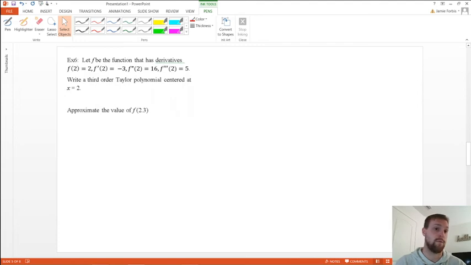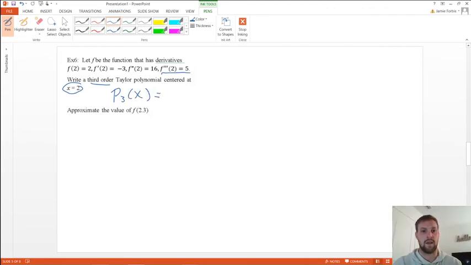It says let f be the function that has the derivatives f of 2 equals 2, f prime of 2 equals -3, f double prime of 2 is equal to 16, f triple prime of 2 is equal to 5. So it looks like my center's at 2. And all the hard work really has been done. They found all the derivatives for you, so that's good. So I want to write a third order Taylor polynomial, because we're given the third derivative, centered at x equals 2. Okay, so third order is p of 3 of x.